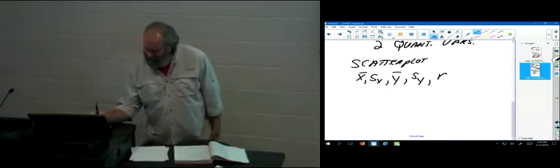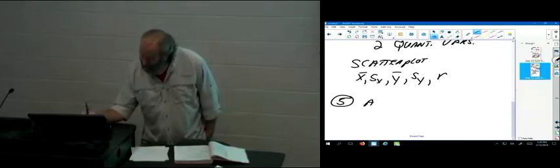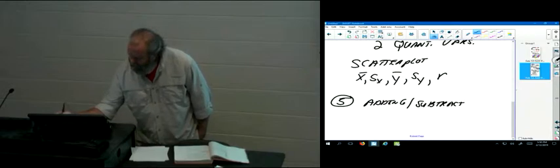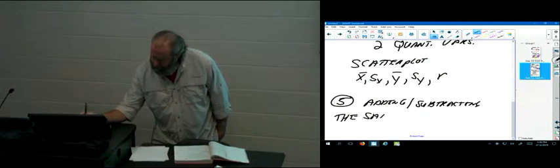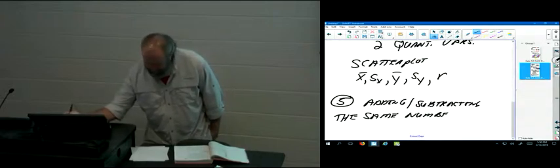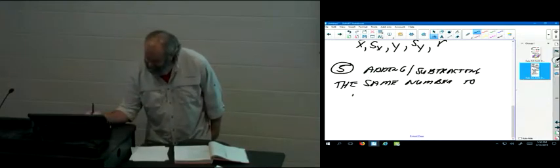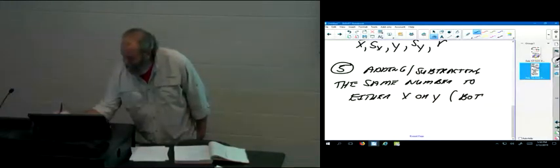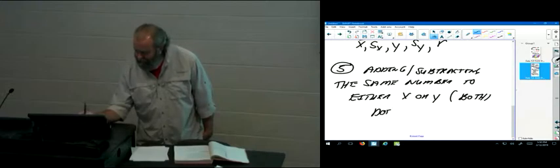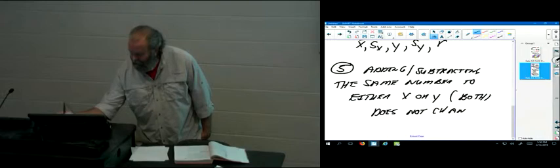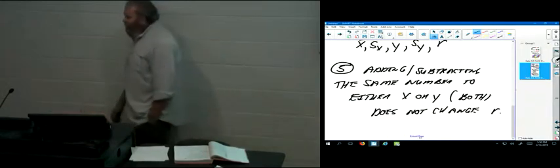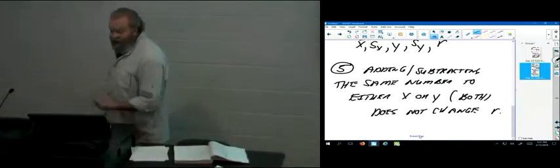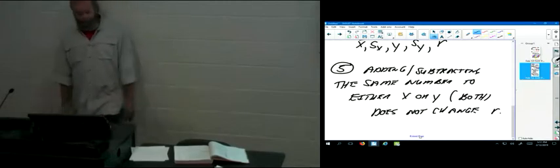And then there's a number five here that's kind of worth adding. Adding or subtracting the same number to either x or y or both does not change R. In other words, you've got an X variable, you've got a Y variable. If you add the same number to all the X's, you're not going to change the correlation. If you add the same number to all the Y's, you're not going to change the correlation. If you just add the same number to all the X's and all the Y's, you're not going to change it.